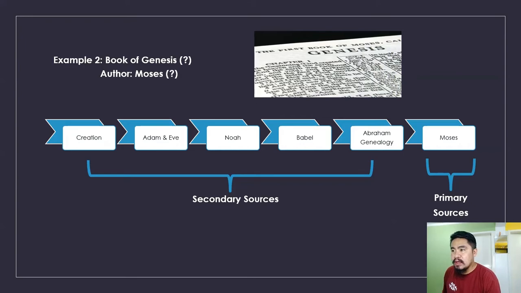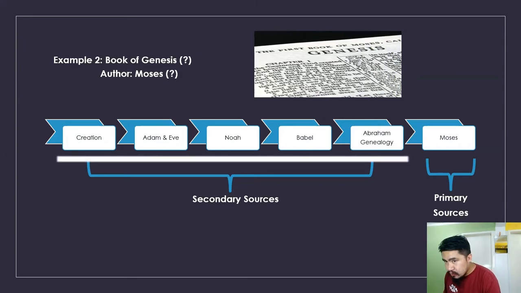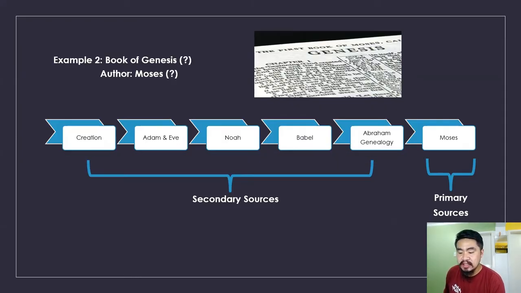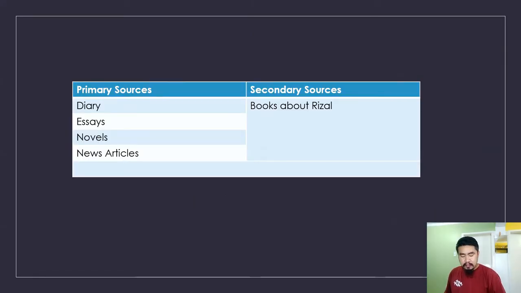Now, yung kwento from creation up to Abraham genealogy is considered to be secondary sources. Now, tendency, narinig lang ni Moses or napasa-pasa, yung mga kwento napasa-pasa kay Moses, and it now considered to be secondary sources. Kasi wala si Moses nung time ng creation. Wala si Moses nung time ni Noah or yung nung time ni Abraham. So, nagiging secondary source siya.